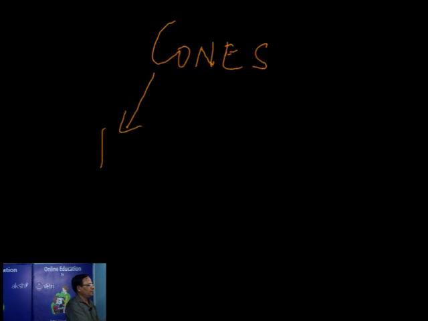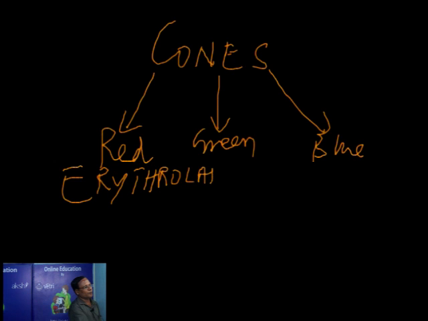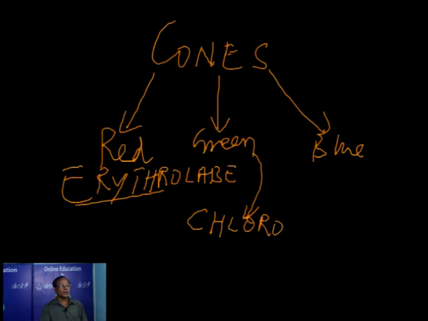One, red. Two, green. And the third, blue. These are the three major colors our eyes can perceive, and for that we have three different types of pigments found in the cones. What are the three types of pigments? One, erythrolabe. This is the name of the pigment for perceiving the red color. Then for green, chlorolabe. And for blue, cyanolabe. So these are the three different types of pigments found in cones concerned with the perception of red, green and blue colors.